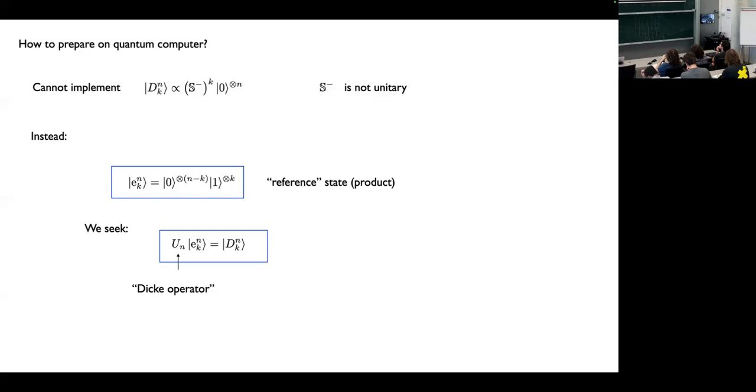I'll call this operator the Dicke operator. And as I said, I want it to be unitary so that I can implement it on my quantum computer. Also, for simplicity, we're going to assume that it doesn't depend on k. So the only k dependence is in this reference state.